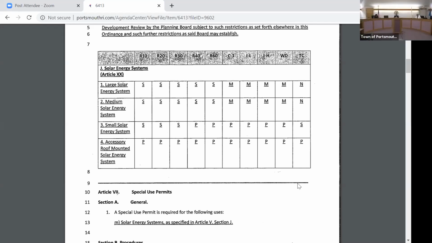Mr. Hamilton, go ahead. Under the tables, I would move that we change both R40 and R60 under small solar energy systems, line 3 there, to special use permit S's rather than P's. Danielle, I second that. A motion and a second. All those in favor? Mr. Jukusa? Aye. Ms. Abbott? Aye. Mr. Hamilton? Aye. Mr. Katzman? Aye. Mr. Kelly? Nay. Dr. Ryan? Aye. And Mr. Aguirre? Aye. Motion passes 6-1.